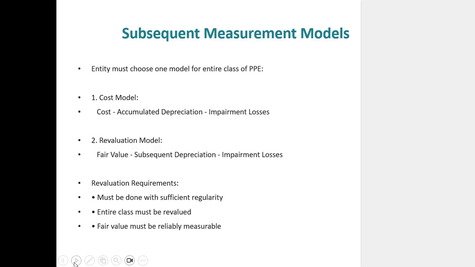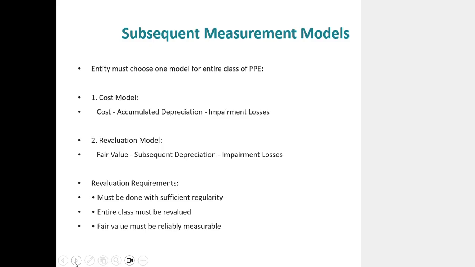There are subsequent measurement models. The entity must choose one of these models for an entire class of PPE. Number one is the cost model, that is, cost minus accumulated depreciation minus impairment losses. Second is the revaluation model: fair value minus subsequent depreciation minus impairment losses.